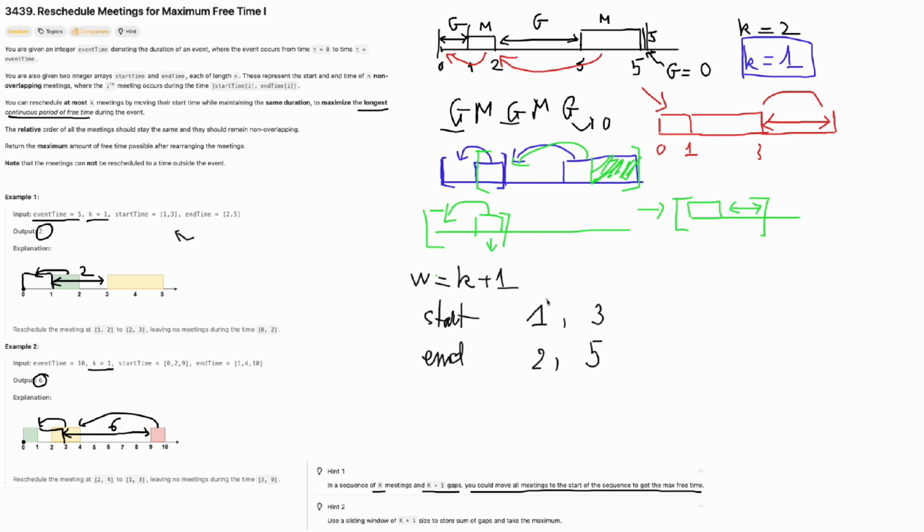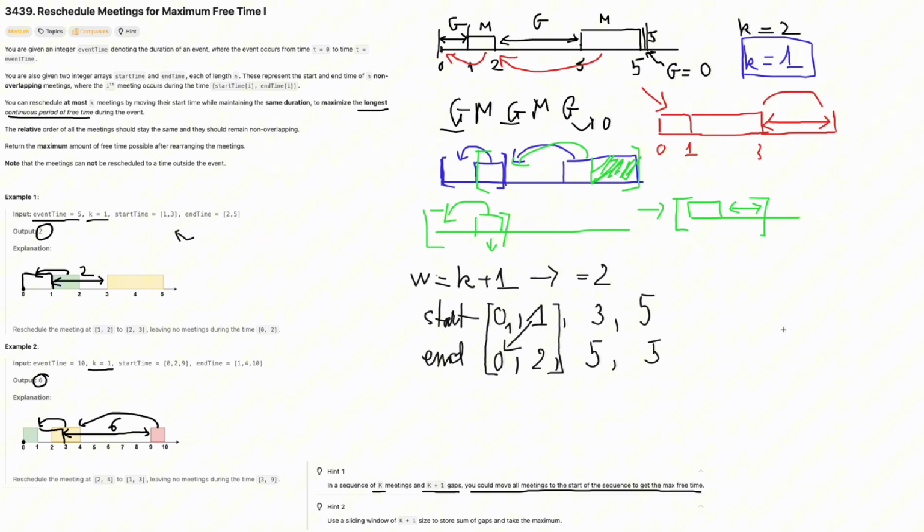To simulate the gap, we can append the beginning time, that is always 0, 0, right? So what is the end time? The end time is 5, 5. Now our window is k plus 1, that is equal to 2, right? For the first window, we will consider this one. So what is the gap we can make here? That is 1, right? Because we move this one here, so it means 1.